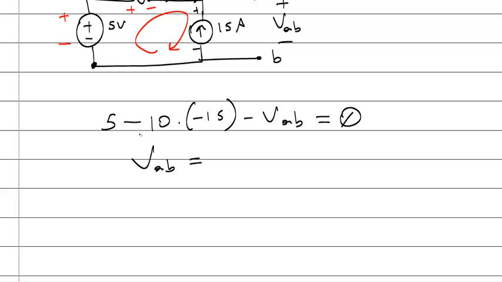VAB is what? 5 minus, so it's minus 145. Sorry? Yes. Minus times minus will be plus. Volts. Okay? This much of volts. And we know that it's the Thevenin voltage.